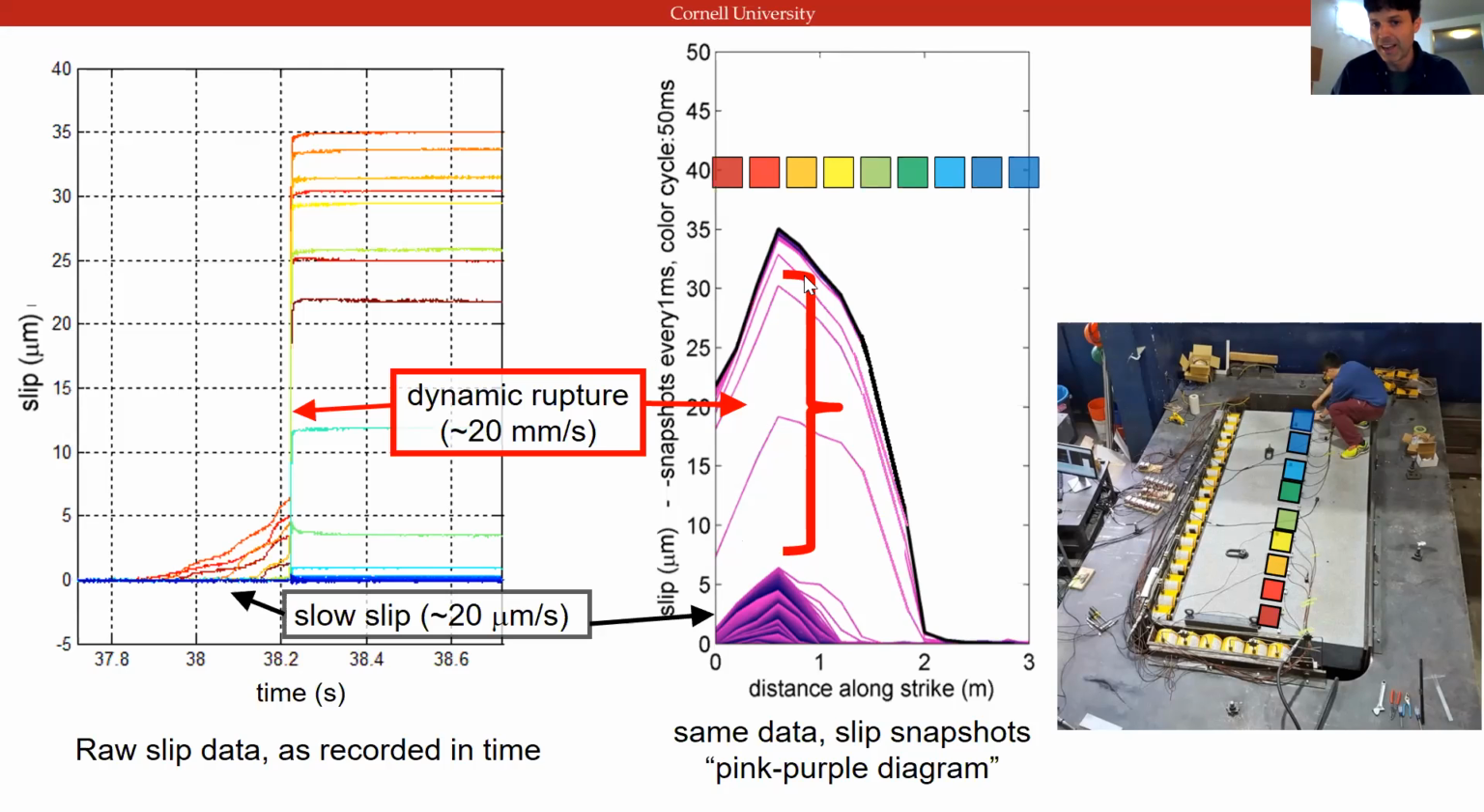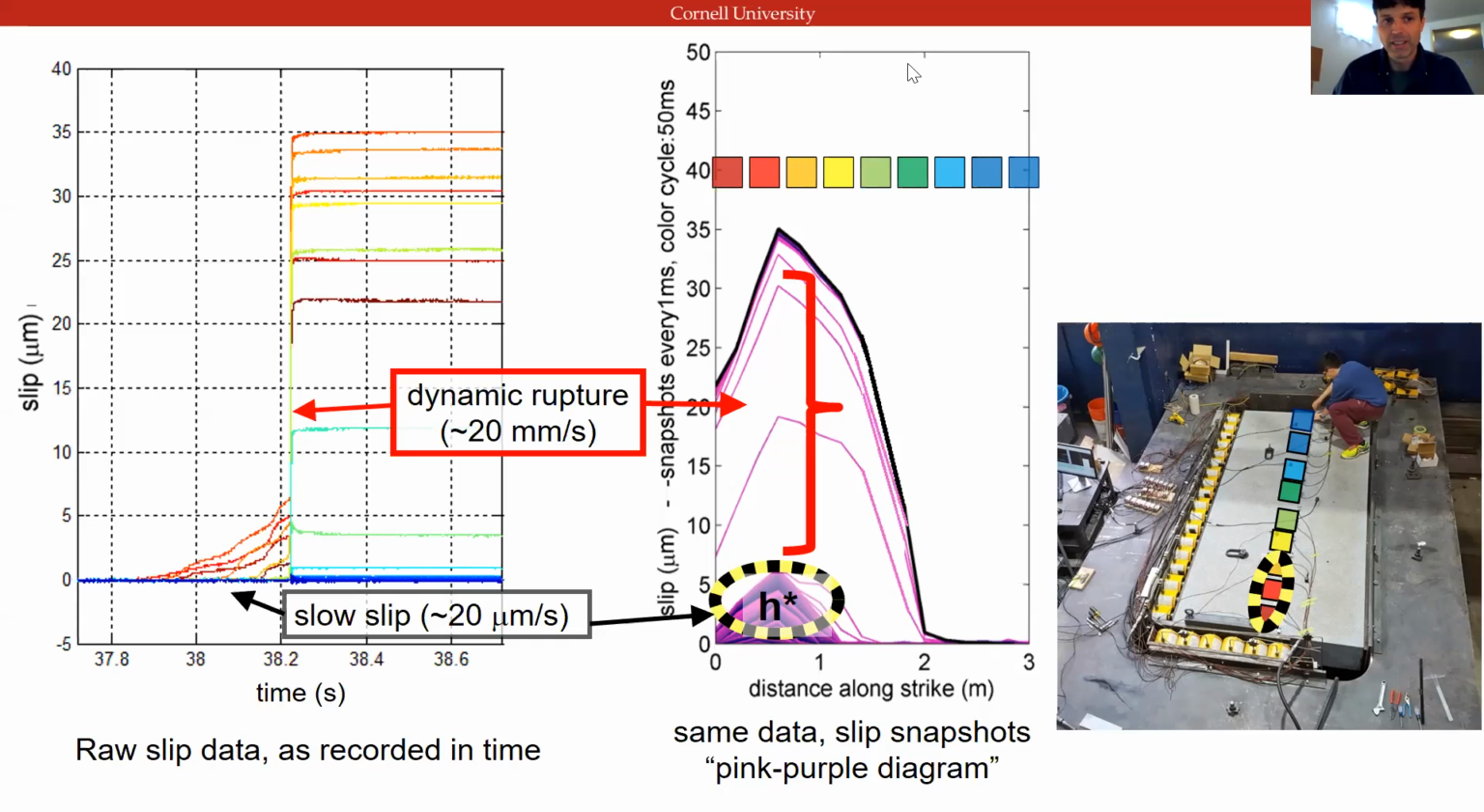So this is the dynamic slip. This is the slow slip. You can see where it's located along the length of the fault. And you can see that the final slip distribution, which is this black line, really stopped slipping about 2 meters down. This last meter of the fault didn't slip at all in this particular slip event. And this slow slipping region is about 1 meter in size.